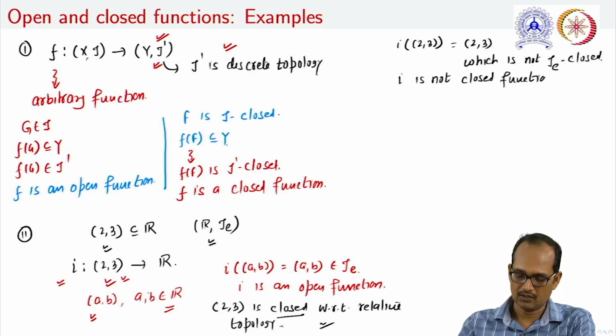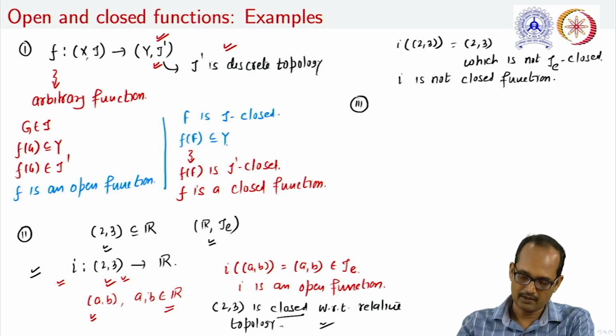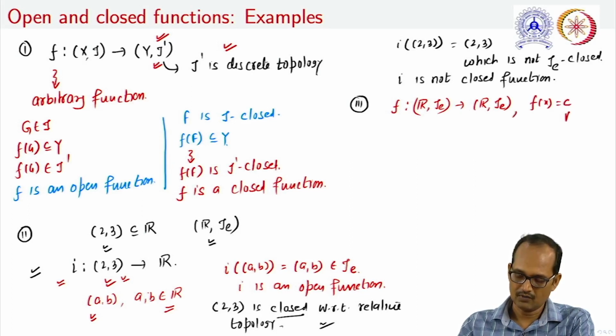So, the example of this inclusion function: this is an open function but not closed. Let us take one more example. Let us take a function f from the real line with Euclidean topology to R with Euclidean topology, and let us take this function as a constant function, f(x) = c for all x belongs to R. Note that this function is not open, but it is closed.